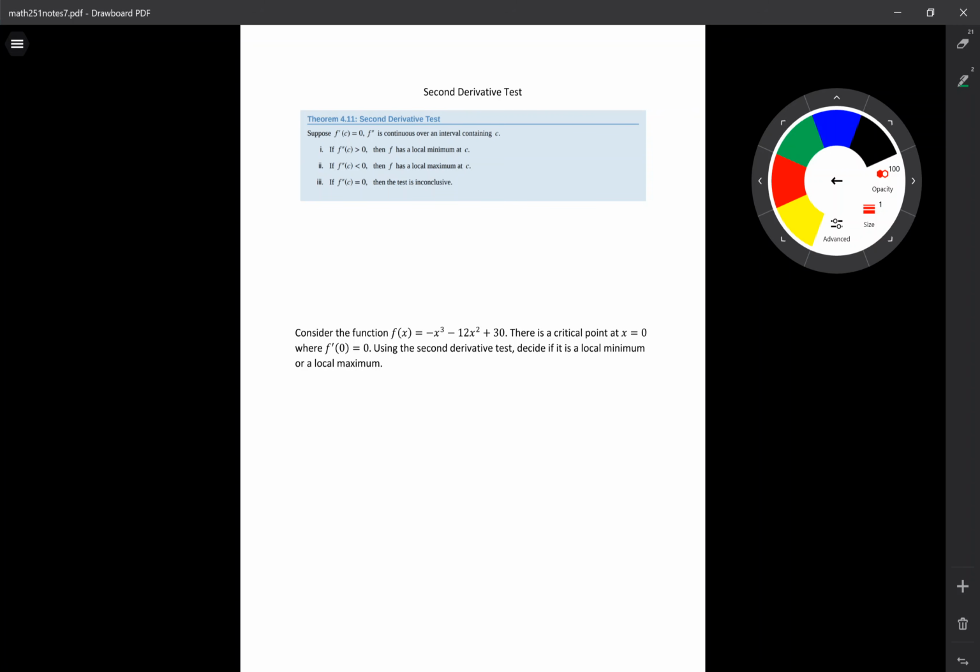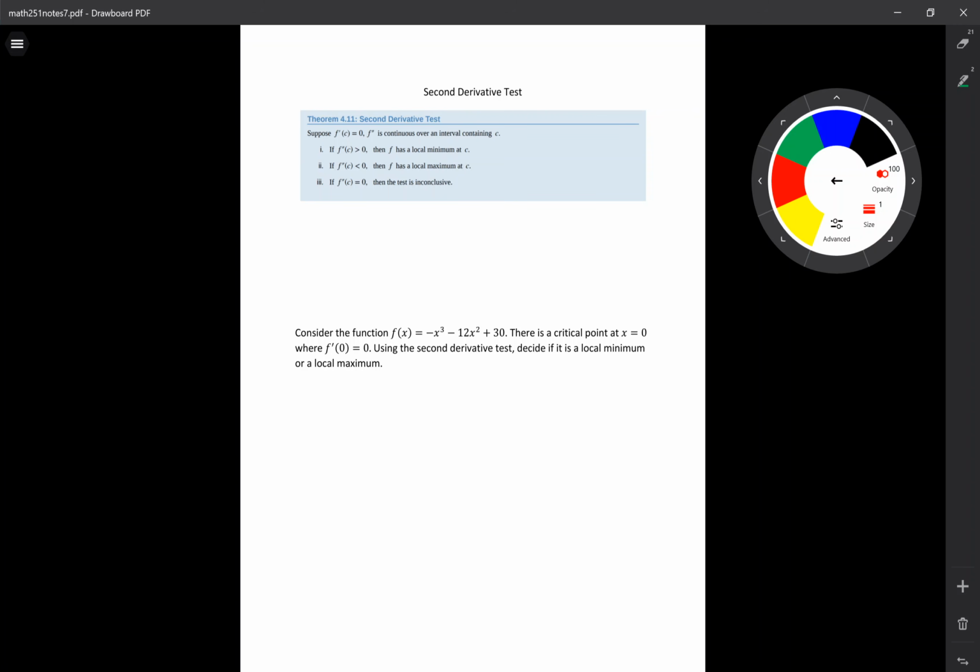So our second derivative test says that suppose f prime of c is equal to 0. This means that c is a critical point, but specifically a critical point that has derivative 0. And we also need f double prime to be continuous over an interval containing c.